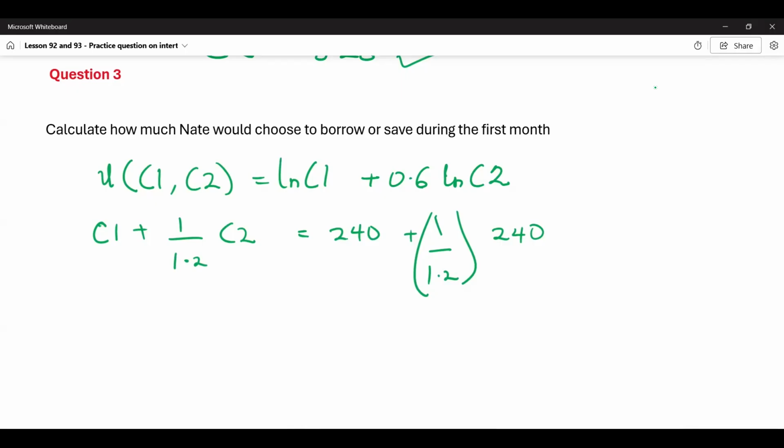So, we are considering a consumer named Nate. Our third question here is to calculate how much Nate would borrow or save during the first month. Now, we know Nate's utility function as this, and we know Nate's intertemporal budget constraint as this.